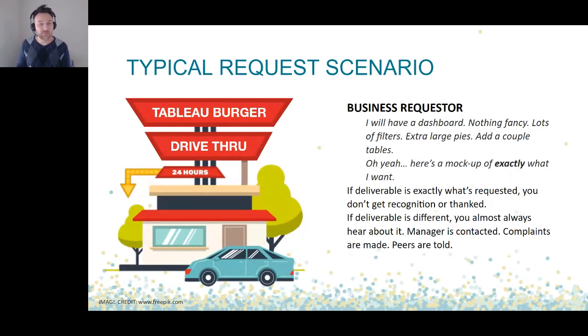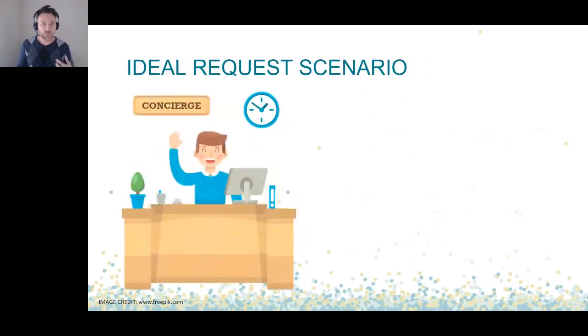But if it's different, people generally complain. Why does it not match? I told you what I needed. I told you what I wanted. Your management could be contacted. Complaints are going to be made. Your peers are going to be hearing about this. So, it's not a very good experience when it comes down to a request like a fast food scenario, right? So what is an ideal request scenario?